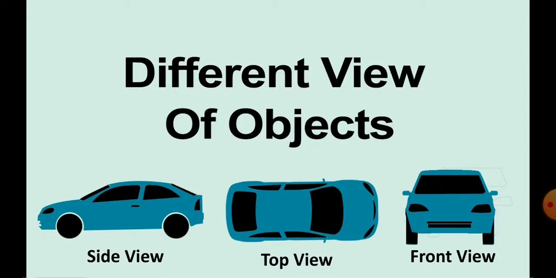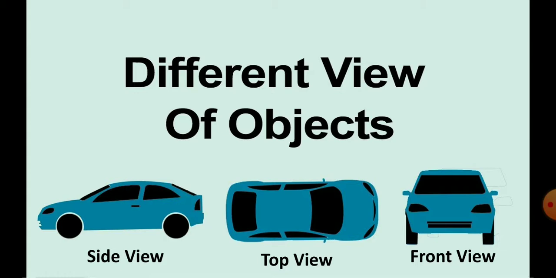Any object that we can see around us, we can view in different ways. For example, this car. If you see this car from the top side, front side, bottom side, it will look different. See the first view. First view of car is side view. If you look at the car from the side, it will look like this.